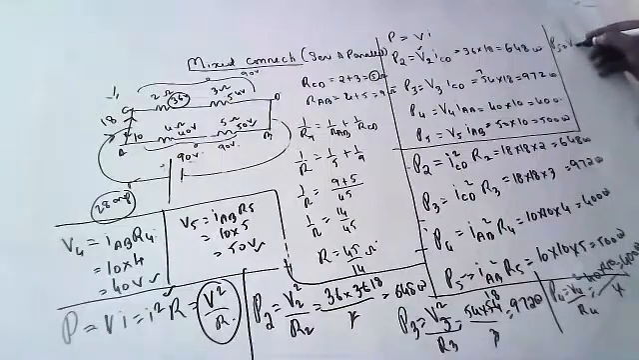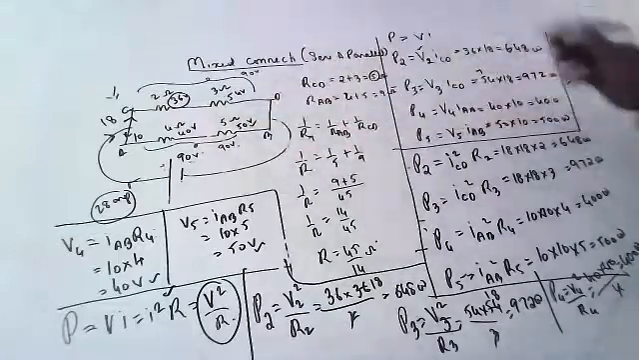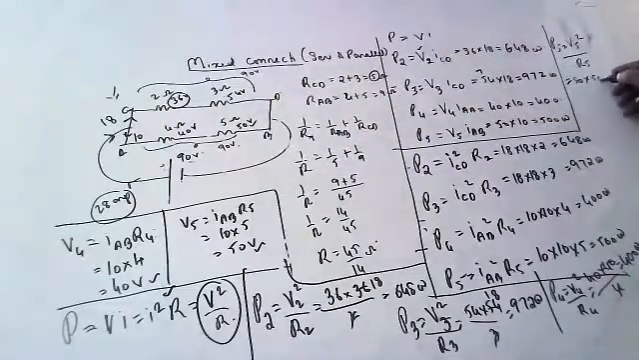And the last one I am showing, P5. P5 means what, children? V5 square by R5. That is, V5 is how much? 50. 50 into 50 by 5, 500 watts.